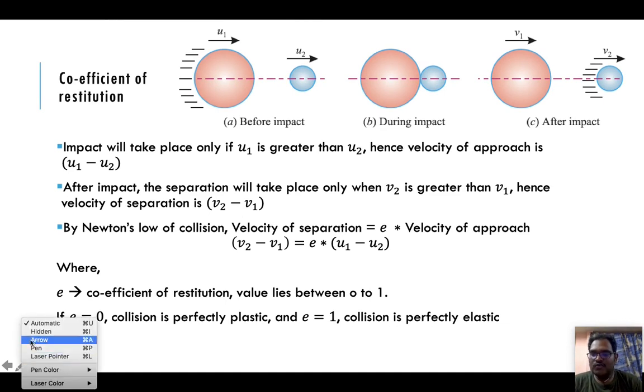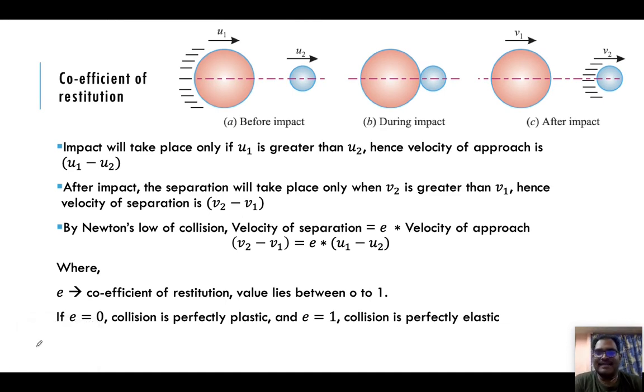So this is what I told in the previous slide also. You have two bodies, mass m1 and m2. They collide, and then they leave with final velocities v1 and v2. Now this particular terminology E comes into the picture. This is referred to as restitution.